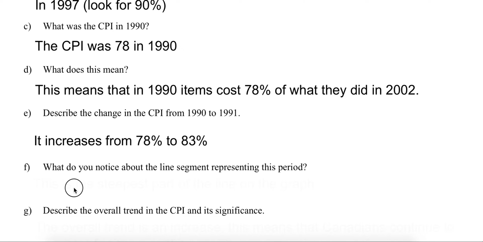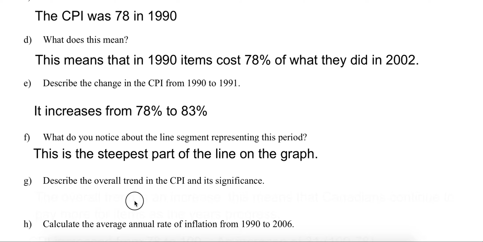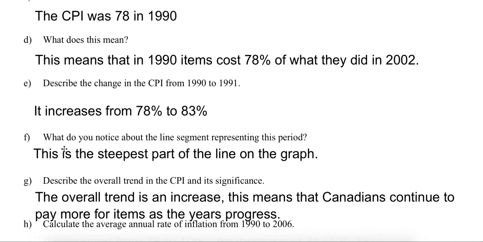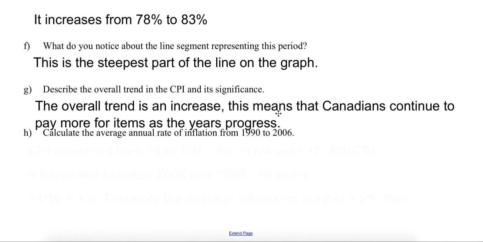What do you notice about this line segment? We've kind of just talked about that. Describe the overall trend, and we talked about that. The overall trend is an increase. This means that Canadians continue to pay more for items as the years progress. It's also called inflation. This is showing us the inflation of our economy, that all of our prices are going up as we go through the years.